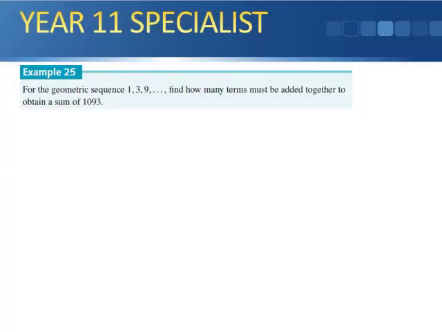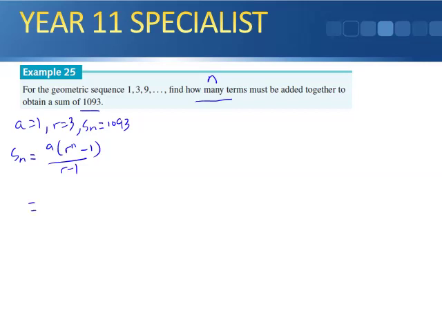Example 25. For the geometric sequence 1, 3, 9, etc., how many terms must be added together to obtain the sum of 1093? So we've got our A, A is 1. We know our R is 3. We don't even need to look at that. And we know that S of n, so the sum of all of them, is 1093. So we've got our rule, S of n equals A, R to the n minus 1 divided by R minus 1.